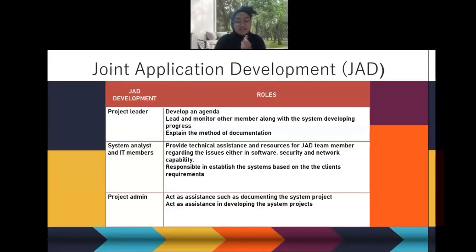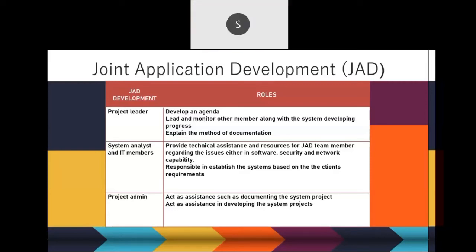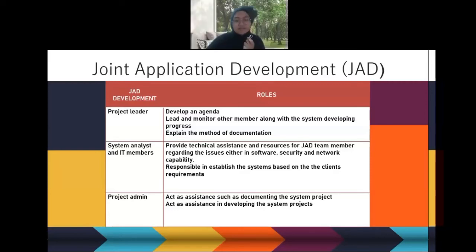And lastly, we will talk about the project admin, which we also know as networking members, like my friend already said in the previous slide. Their role is to act as assistants, such as in documenting the system project, and they also act as assistants in developing the system project to become better. Okay, next.